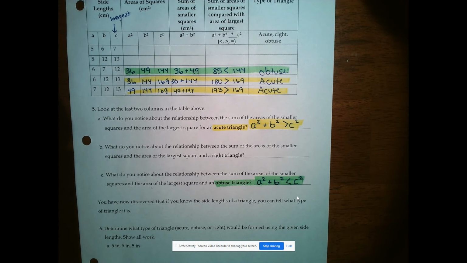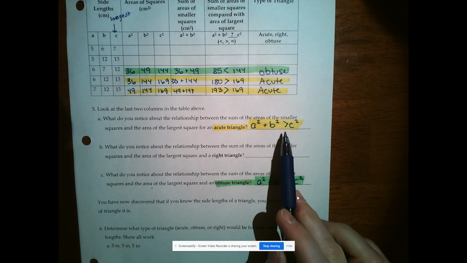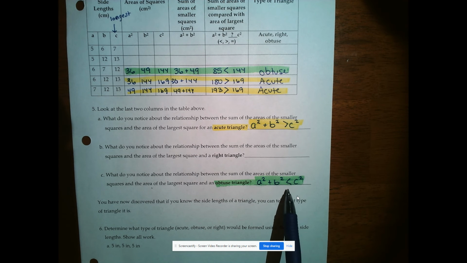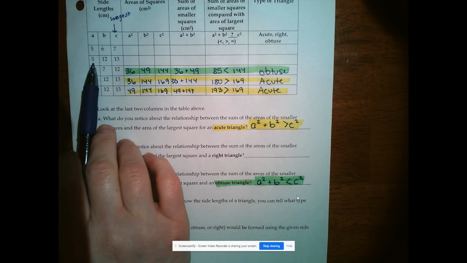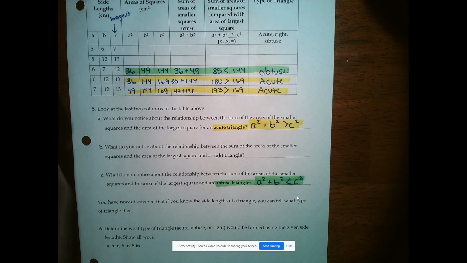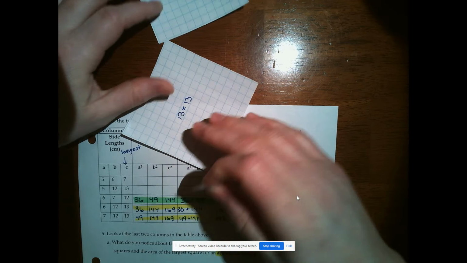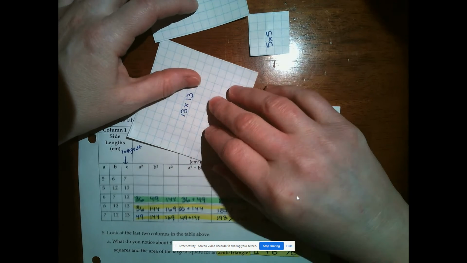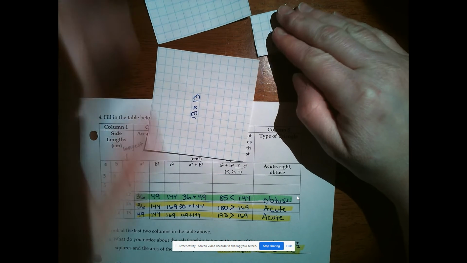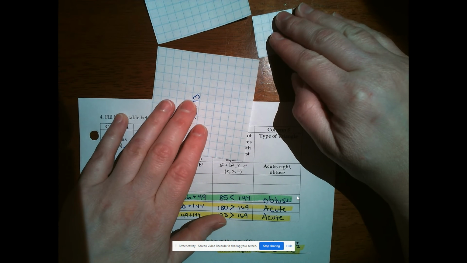So again, let's make a hypothesis. If it's going to be a right triangle, would we expect it to be greater than? No, that's acute. Less than? No, that's obtuse. So for a right triangle, let's see, we might have one left. 5, 12, 13. If we build a 5, 12, 13 triangle, that's where we get our right triangle.